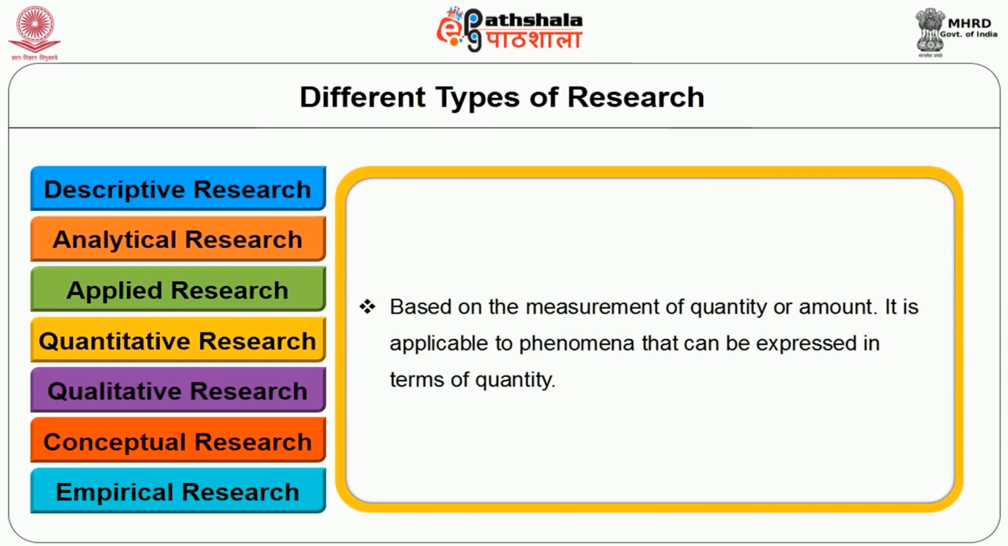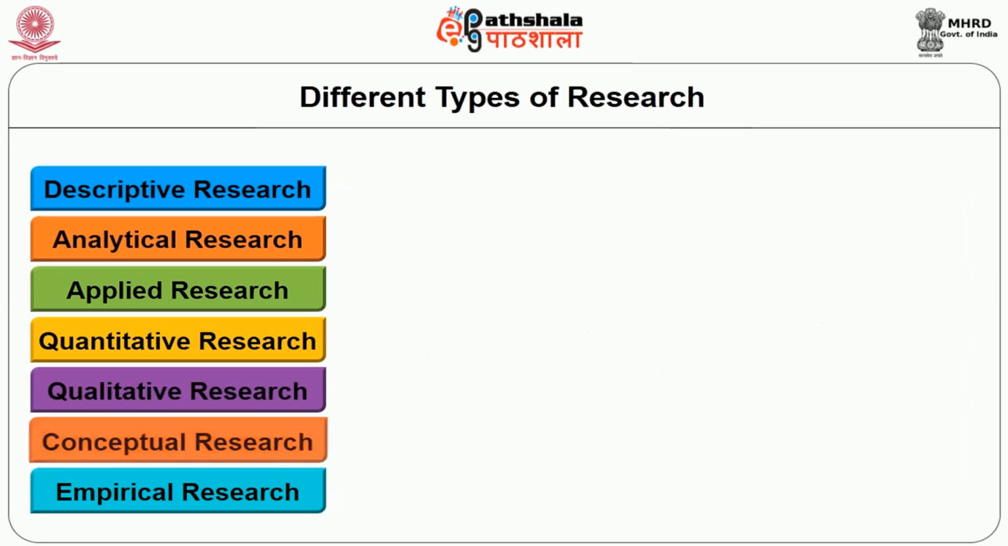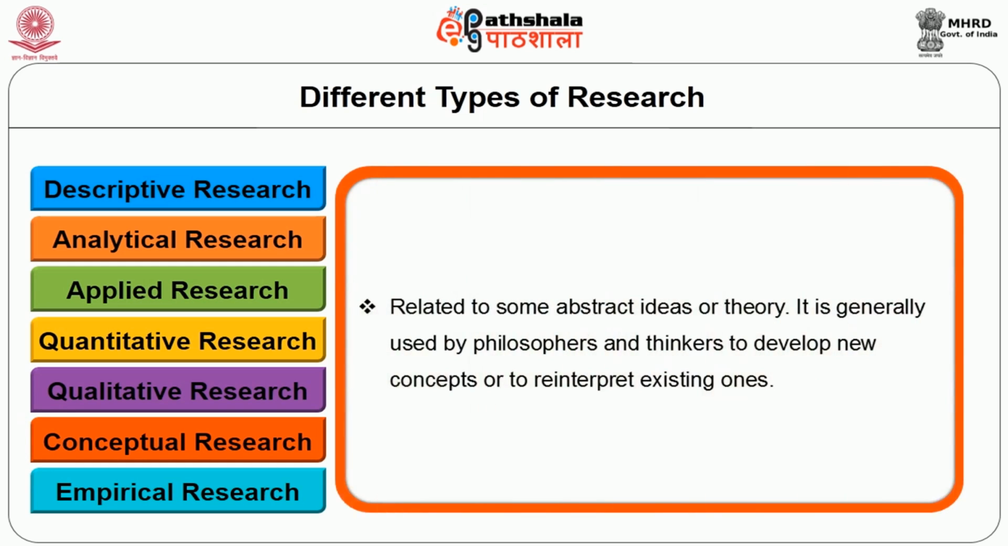Quantitative research is based on measurement of quantity or amounts. It is applicable to phenomena that can be expressed in terms of quantity. Qualitative research, on the other hand, is concerned with qualitative analysis, that is, analyzing matters relating to or involving quality or kind. An example is hemoglobin analysis. Conceptual research is that related to some abstract ideas or theory. It is generally used by philosophers or thinkers to develop new concepts or to reinterpret existing ones.